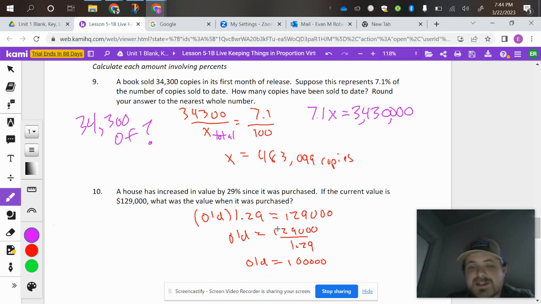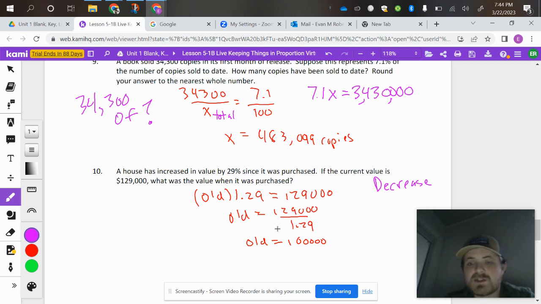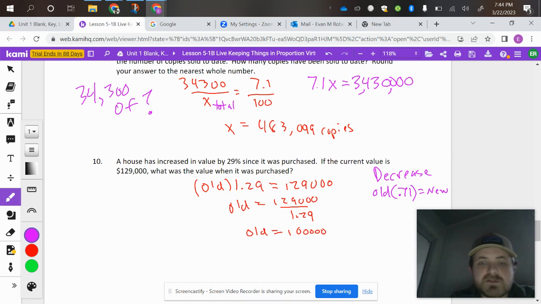So if it was a 29% decrease, so a separate example, we would have wanted to do some old times 0.71 equals whatever the new value would be. So again, the reason why I added 0.29 was because it was an increase. That's not the only way you could do it. If you're using it from the notes right here, that purple over there was a separate example of a decrease situation.